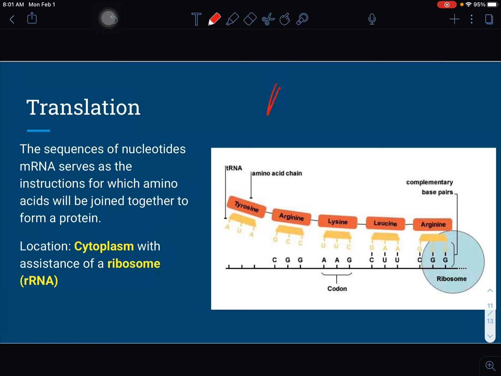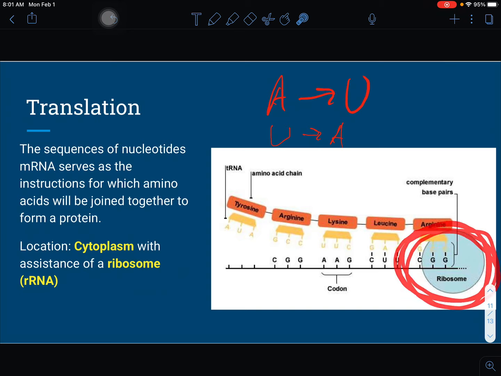The only difference between Chargaff's rules with DNA is that for every A, there's a U. Otherwise, C's go with G's. But keep in mind that a U is also going to go with an A. So when we go from mRNA to RNA, we're using U's instead of T's. And where this occurs is in the cytoplasm, specifically on a ribosome. That's the structure where protein synthesis occurs.